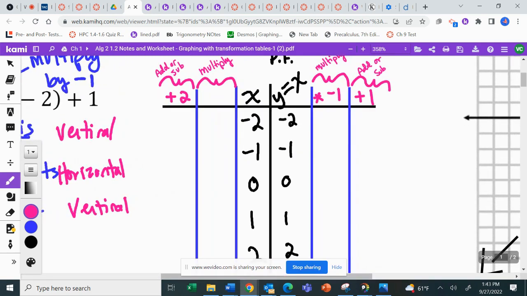So what I'm going to do first is I'm going to multiply all my y values by -1. That just changes the sign. Multiplying by -1, it just changes the sign. So we get +2, +1, 0, -1, -2. That's what multiplying by -1 does. Change the sign.